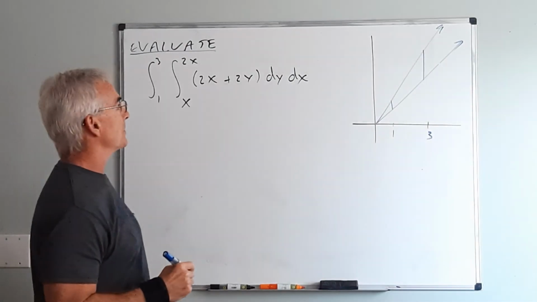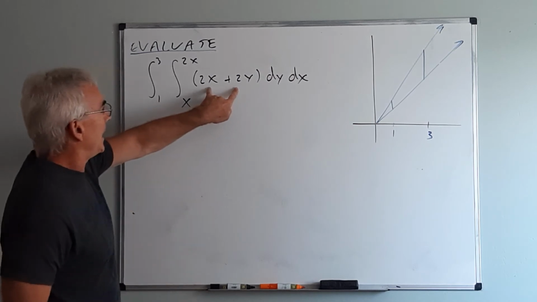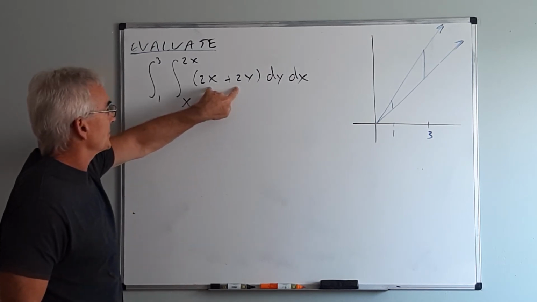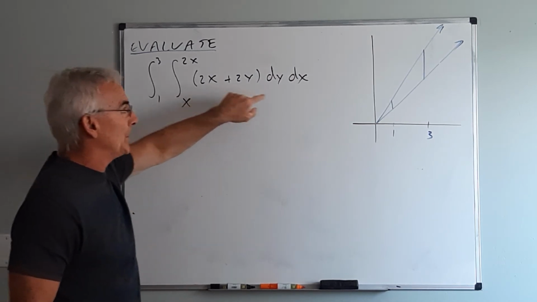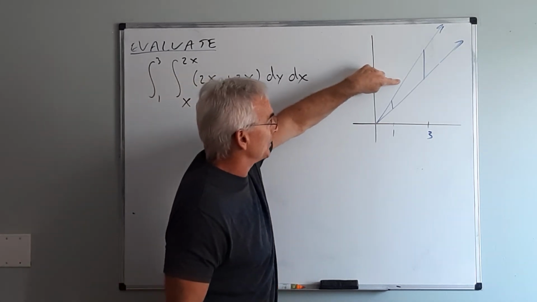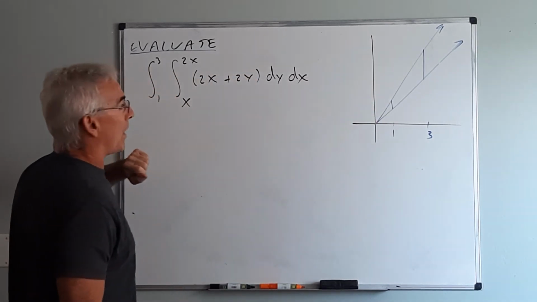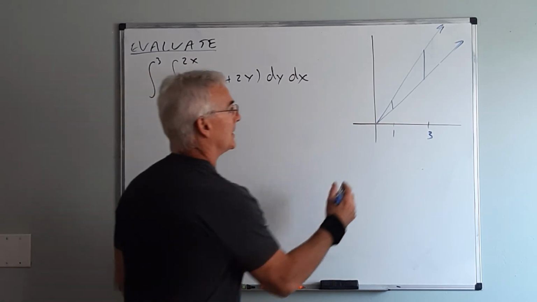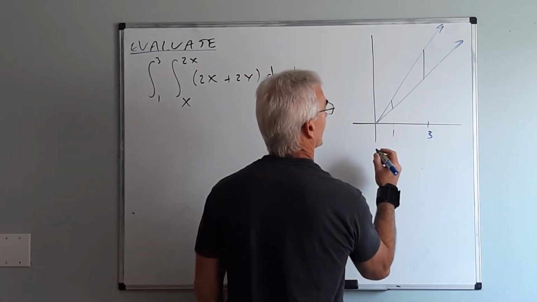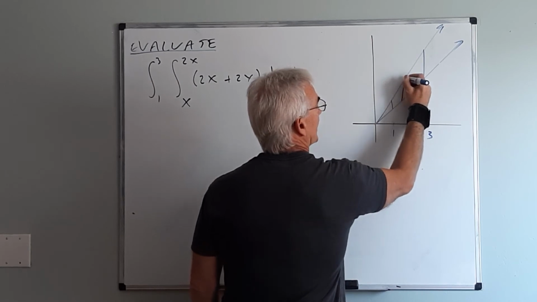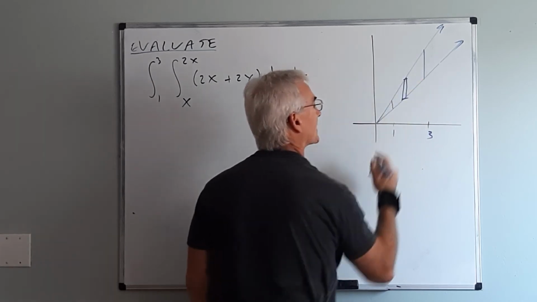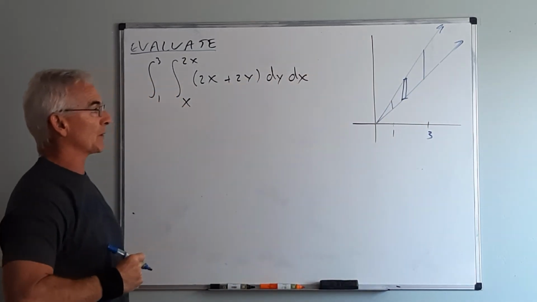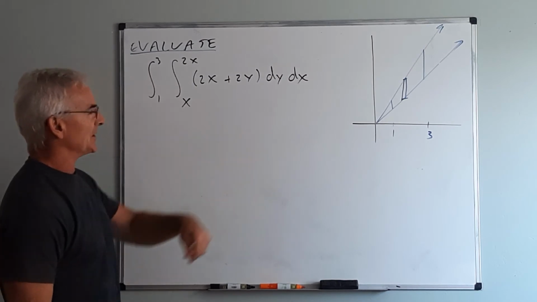I would like to find the volume where my height is the function z equals 2x plus 2y, and my region in the xy plane is bounded by the lines y equals x, y equals 2x, from x equals 1 to x equals 3, meaning I want this region in here. Now, because I've set it up dy dx, I would be setting it up to do the rectangles in this way. That's the easy part.